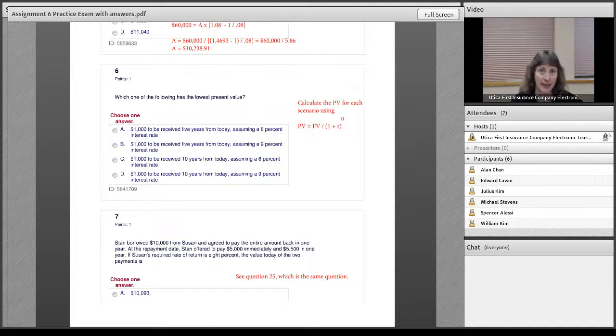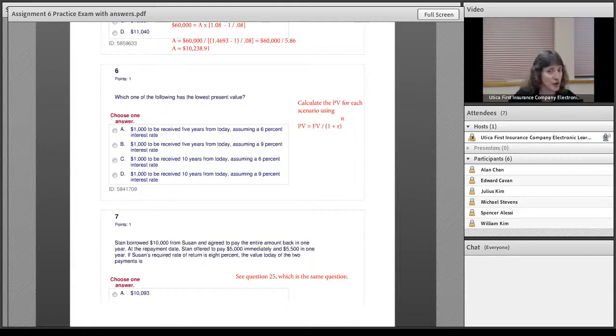When I looked at this, especially if it's a wordy question like this, versus a question like 5 where you're given numbers and you know you have to calculate it out, no way of getting around that. But in something like this, I would look at my answers first. A and B and C and D are very similar. A and B are talking about 5 years today. One's assuming 6%, one's assuming 9% interest. The other two have 10 years. One's assuming 6, one's assuming 9. So it's going to be either 5 years or 10 years.